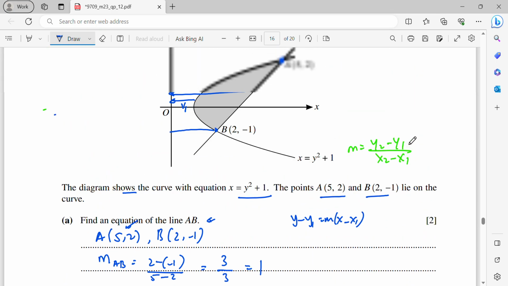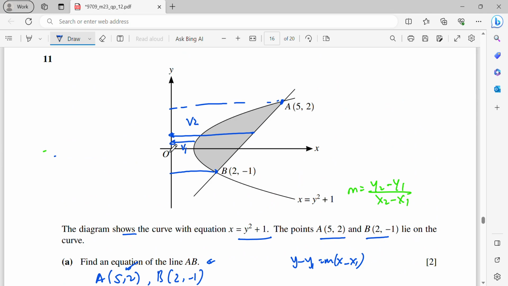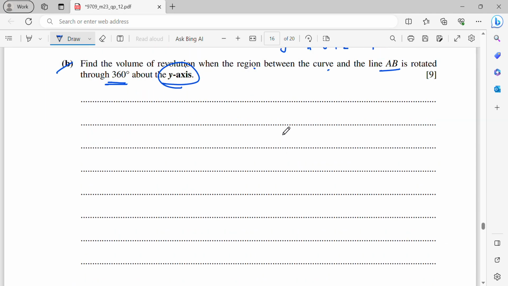Now, my volume 1, okay, I count my volume 1 first. My volume 1 is basically you rotate the region below the graph, right? Therefore, I have to use the graph equation. So for your information, my volume 1 is pi x squared dy because of the y-axis.